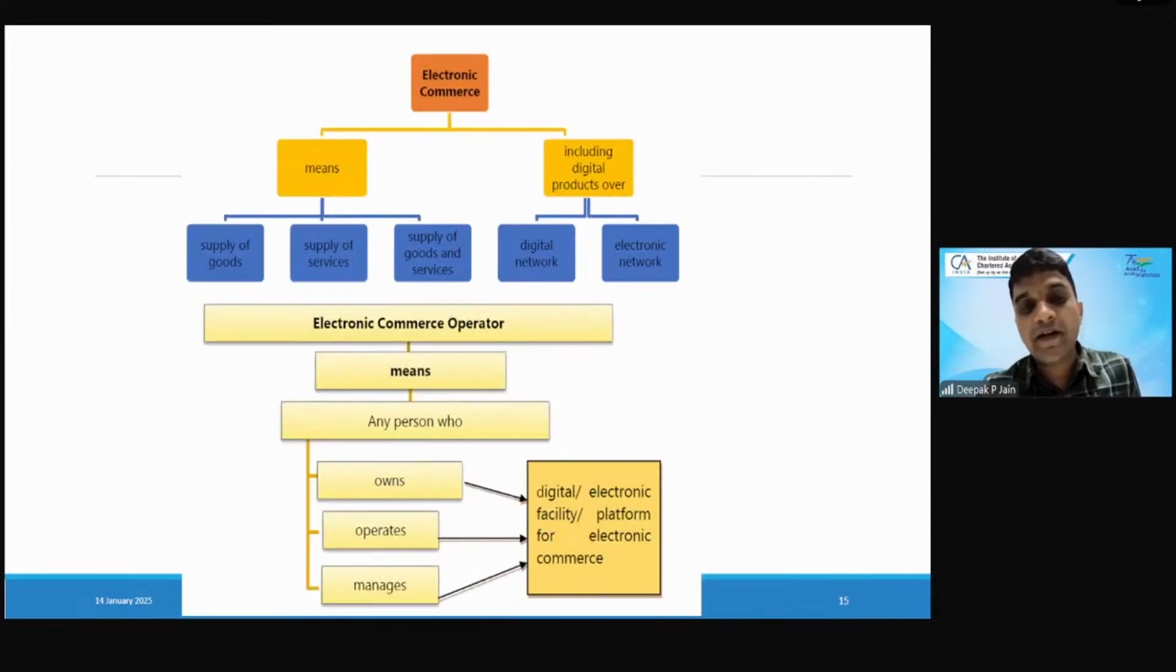Now, this e-commerce operator will own, operate, and manage the digital facility. He will not manage the goods. On your own website, you are managing the website and you are managing the goods as well. But in the case of a typical e-commerce operator, he will only manage the digital or electronic facility for this e-commerce transaction.